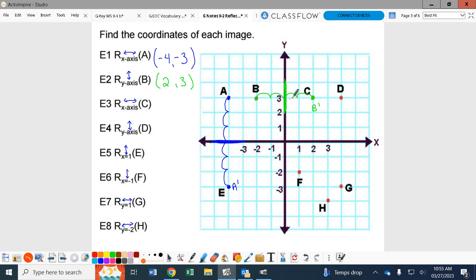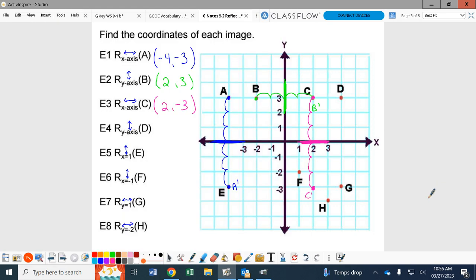We'll do our next one in hot pink. For C, we're starting off here at C. We're reflecting across the x-axis. Here's the x-axis. That is 1, 2, 3 blocks away from there. If it's 3 blocks above it, then I've got to go 1, 2, 3 blocks on the other side of it. And that's my new point at C prime. What ordered pair would that be? 2, -3 is perfect. Nicely done.